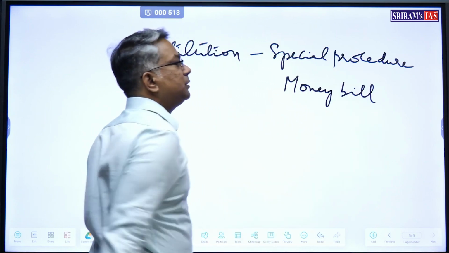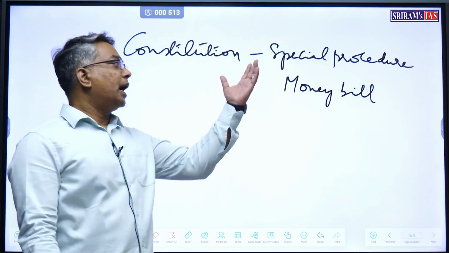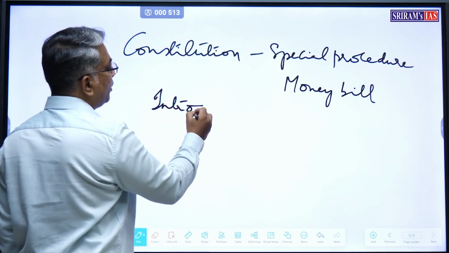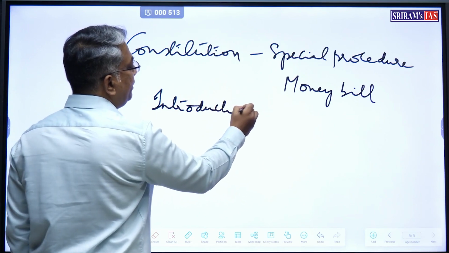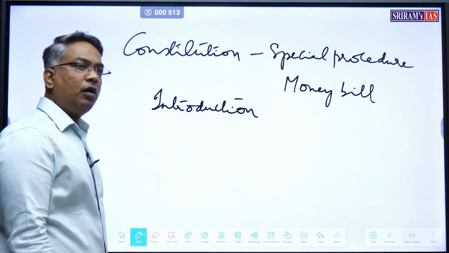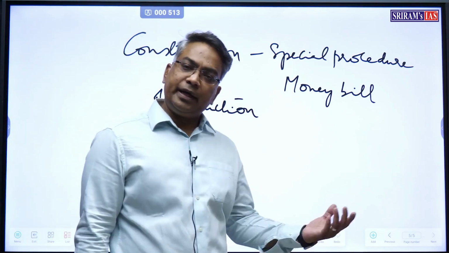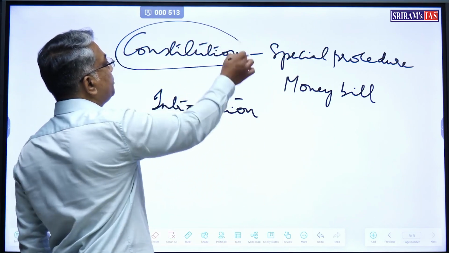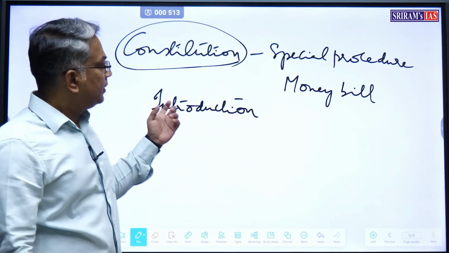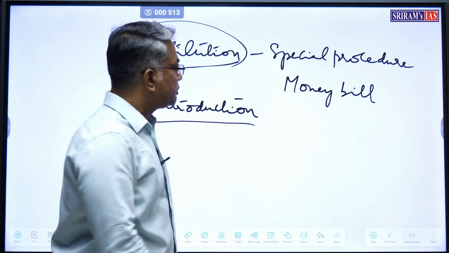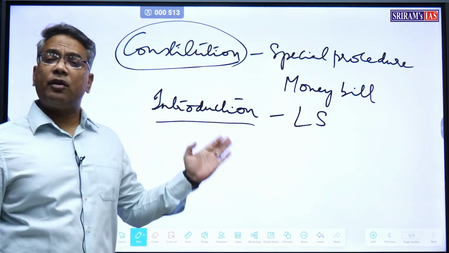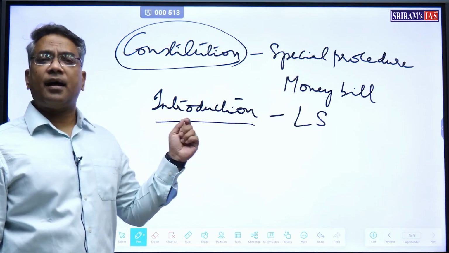What is the special procedure? Regarding the introduction of the money bill, can the money bill be introduced in both the houses, or is it introduced only in one of the houses? The Constitution has laid down a special procedure. According to it, the money bill shall be introduced only in Lok Sabha. It cannot be introduced in Rajya Sabha.